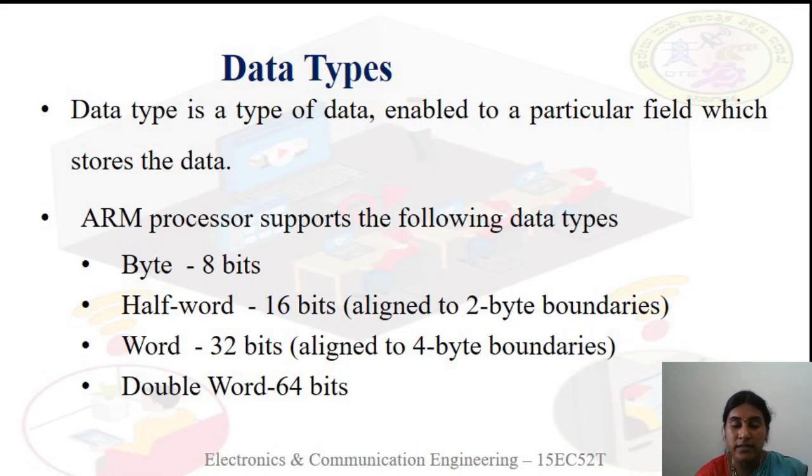So, there are 4 possible data types. First one will be the byte, 8 bits. Second will be the half word, 16 bits. Third will be the word, 32 bits. And fourth will be the double word, 64 bits.